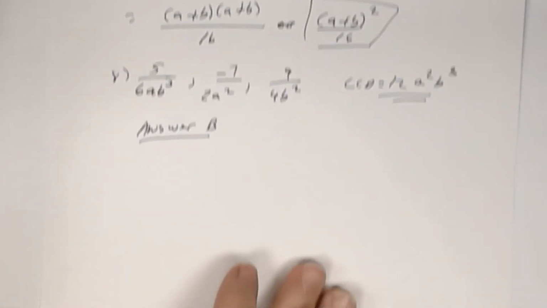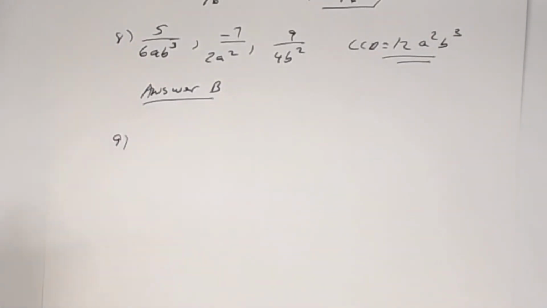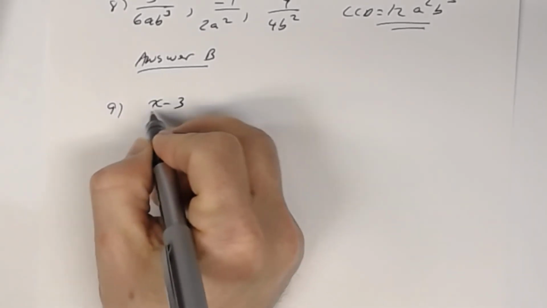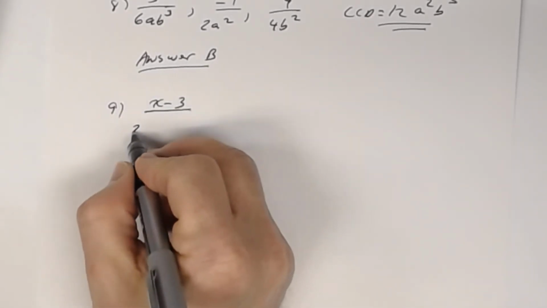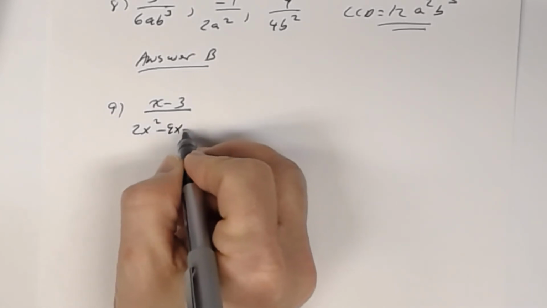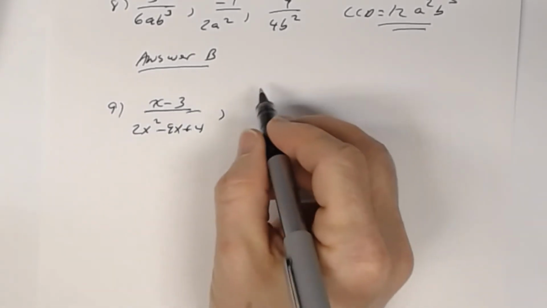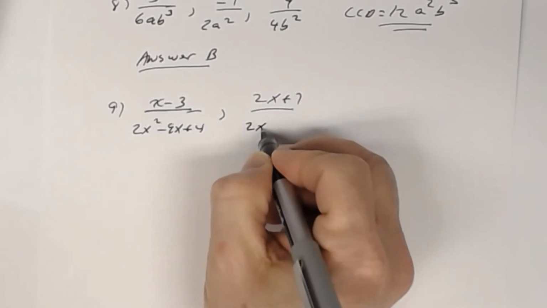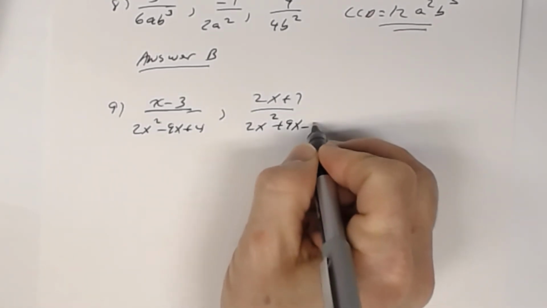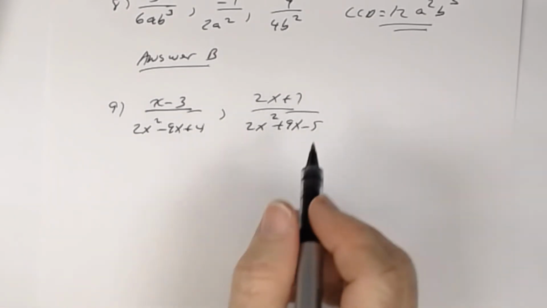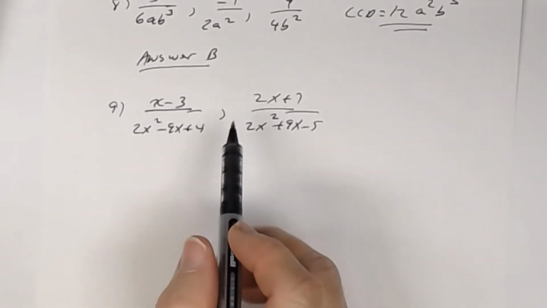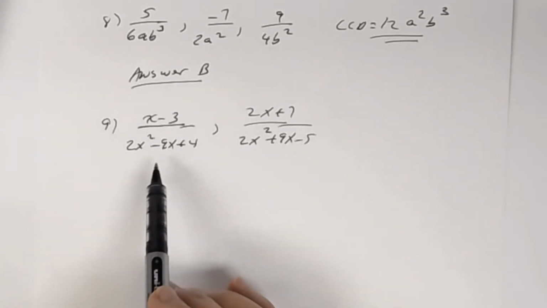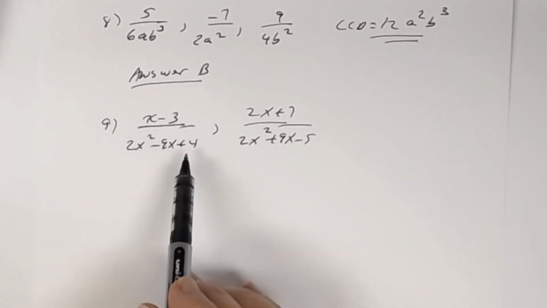All right. Now number 9, here's what we have. So same idea, you want to find the least common denominator. So you have x minus 3 divided by 2x squared minus 9x plus 4, comma, and then 2x plus 7 divided by 2x squared plus 9x minus 5. Okay, so remember what you got to find the least common denominator. So you must look at factors. So you got to look at your factors in the denominator.